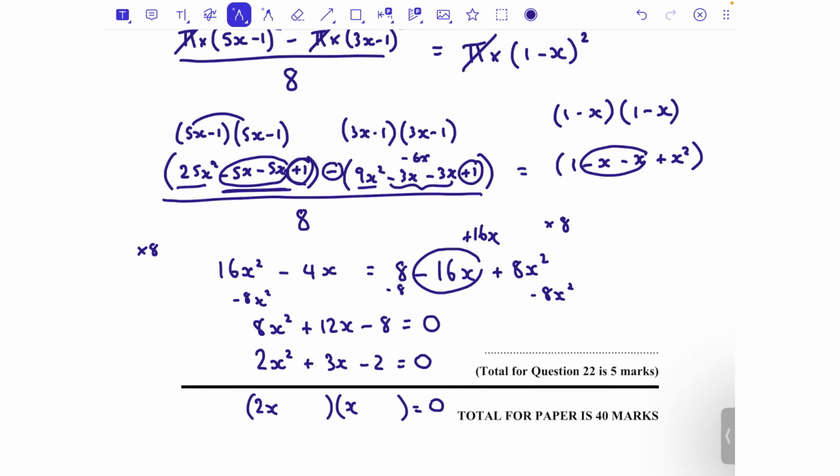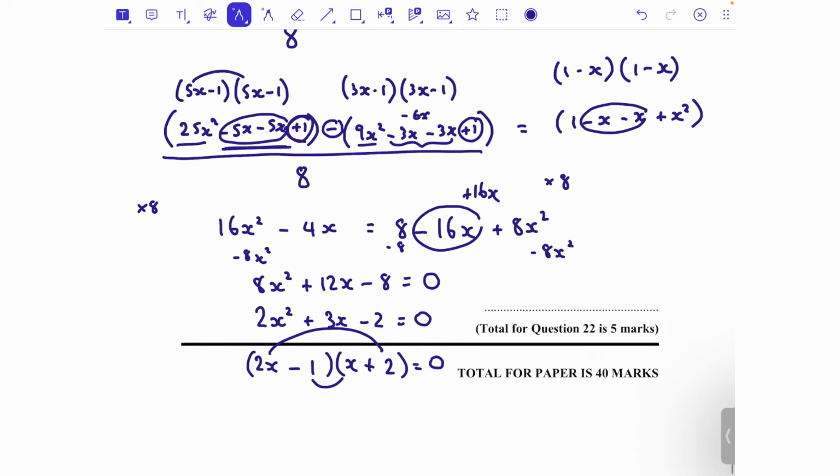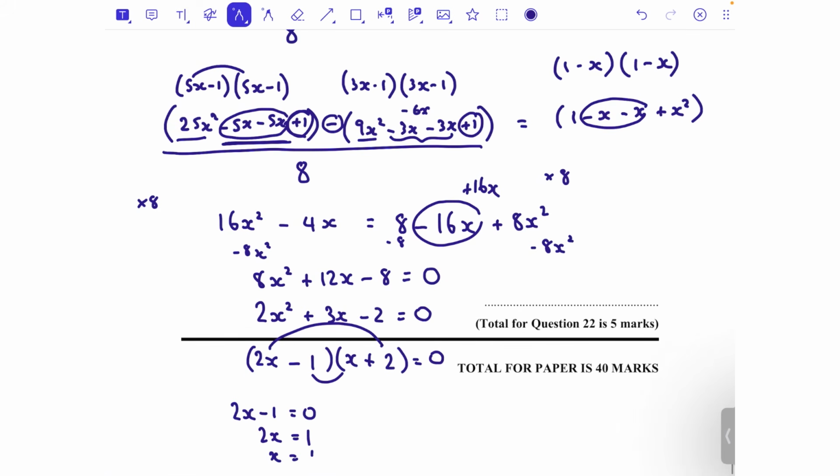So we were looking for 1 and 2, so I'm going to pop the 2 here and the 1 here, because that's going to give me 4x and 1x, and that's going to enable me to make the 3x in the middle there. So positive 4x, take away the 1, and now I just want to look, when would each bracket equal 0? So to make 2x minus 1 equal 0, 2x would need to equal 1, and x would need to equal a half. And for this bracket, if x add 2 needs to equal 0, then x just needs to equal minus 2.